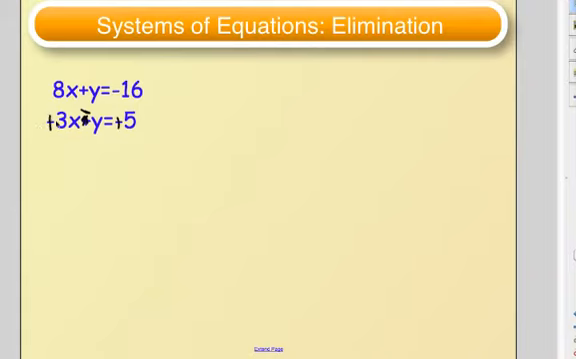So if this is negative, it becomes positive. If this is negative, it becomes positive. Now I've changed the sign of every single one in my equation. Now when I add these two together, they are going to cancel out, which is exactly what I want. So I'm left with 8x plus 3x, and that gives me 11x. And I have negative 16 plus 5. That gives me negative 11.